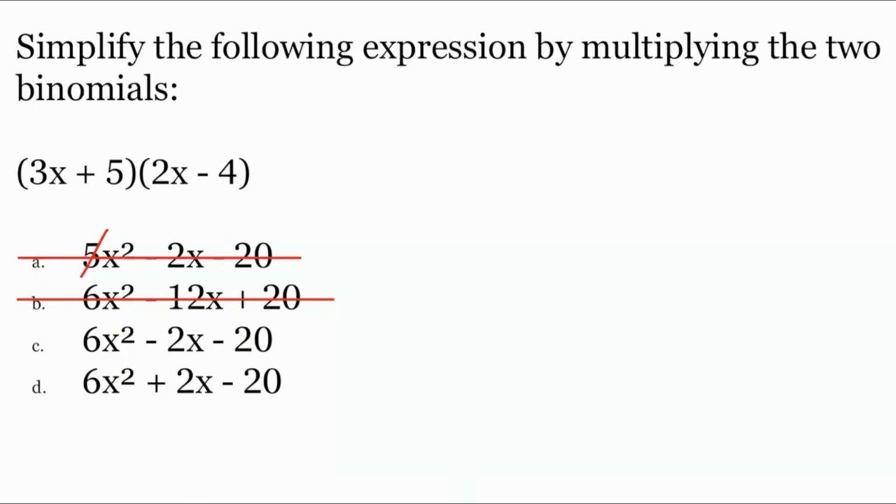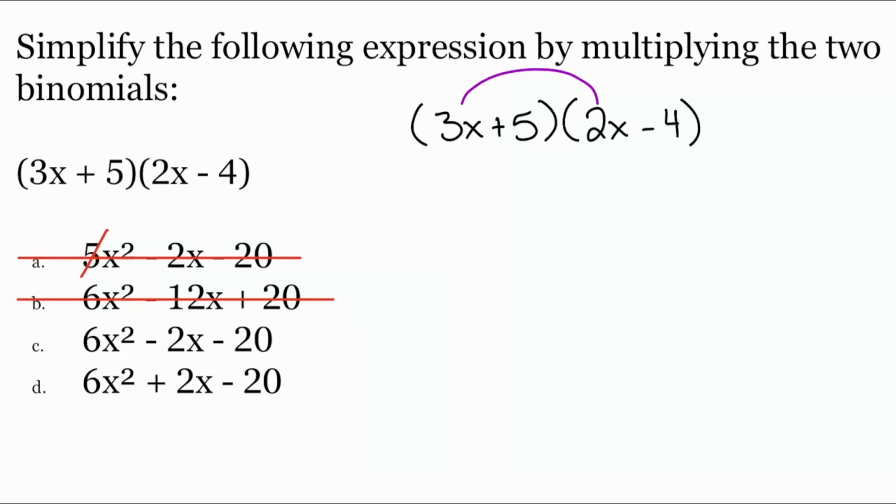So with that, let's go ahead and actually perform this operation here. Let's see what the correct answer is, and let's keep moving forward. So we have 3x plus 5, and then we have 2x minus 4. From here, my friends, we're going to go ahead and do what we said. We're going to make sure that everything from one parentheses multiplies with everything from the other.